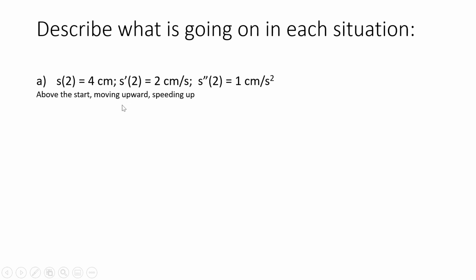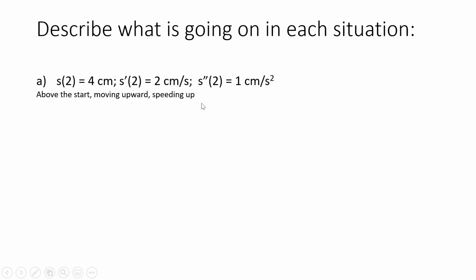At the same 2 seconds, I'm moving upward. How do I know I'm moving upward? Because it says that my velocity is 2 centimeters per second. So once this is positive, it means that I'm going upward. If it was negative, it would mean I'm going in the opposite direction, because velocity not just has magnitude, you learn this when you're doing vectors, it also has direction. So this velocity is 2 centimeters per second going upward.